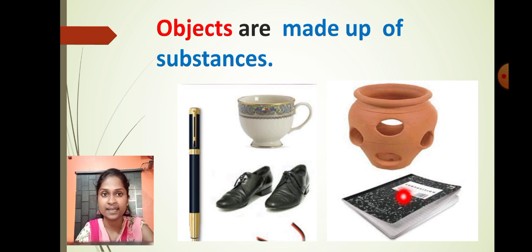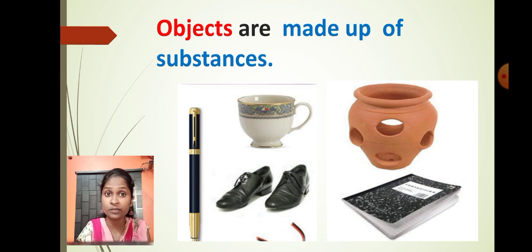What is this? It is a notebook. It is made up of what? It is obtained from plants. Am I right? As it is obtained from the plant, it is also an object. What is this? Here it is leather shoes. Even it is obtained from different types of animal skin and plant material, etc. Got it? Whatever things you can see over here, they all are objects.